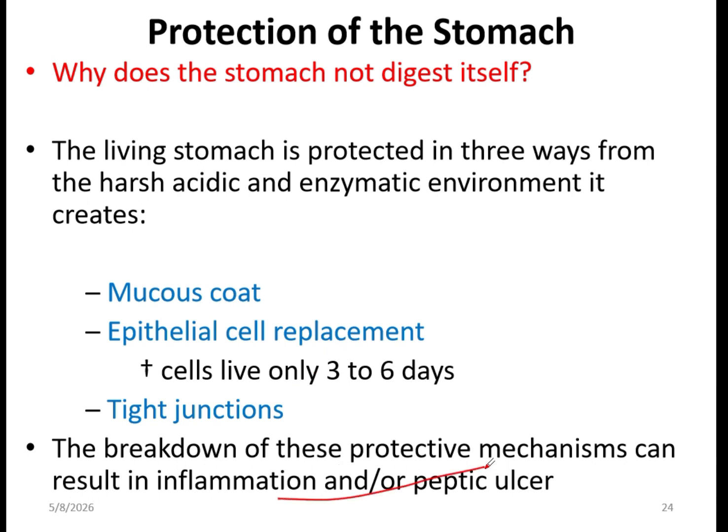So here we complete the stomach part. In the next class, the second lecture, we will study the liver, the gallbladder, the pancreas, and many more, right? So here is the completion of the stomach part.